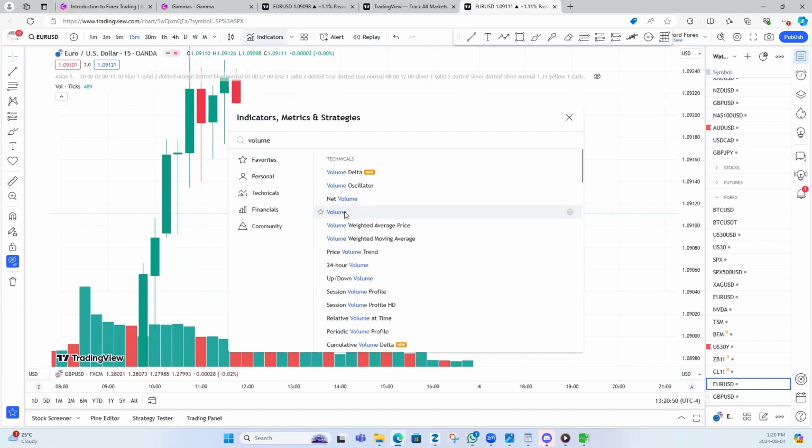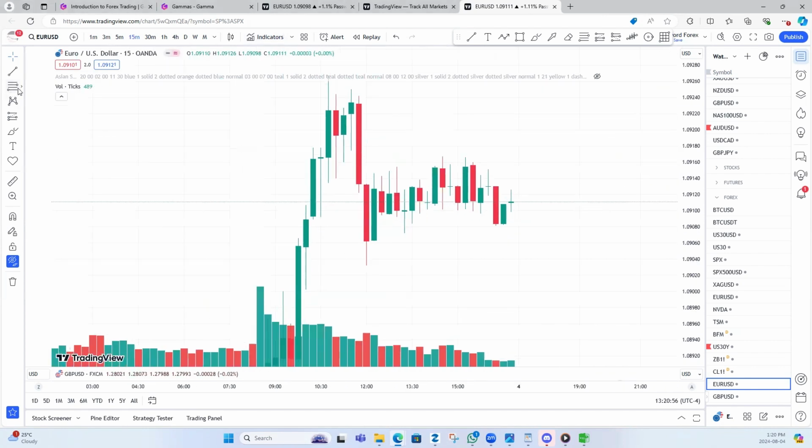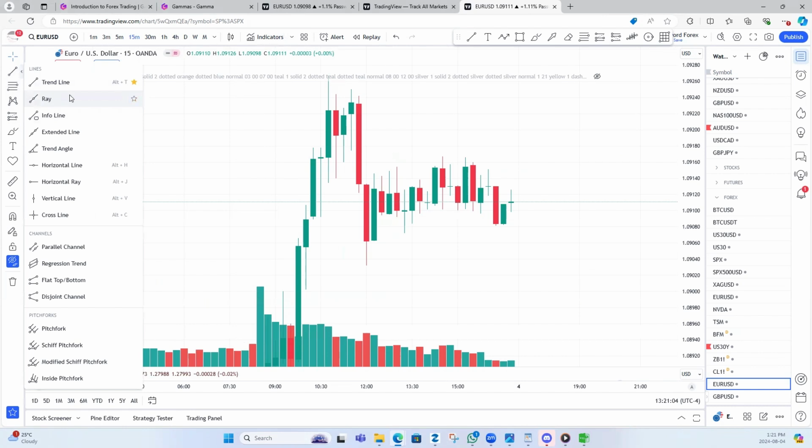Once you see the volume, you click here. It will be added right here. So volume will be added. Then I use this particular tool right here. If I want to use a trend line, I can use tools from here. I can save it to favorite like so, like this one. It will be added right here into my palette.